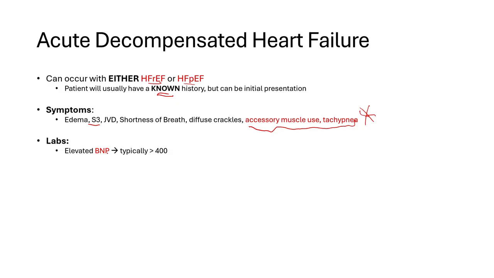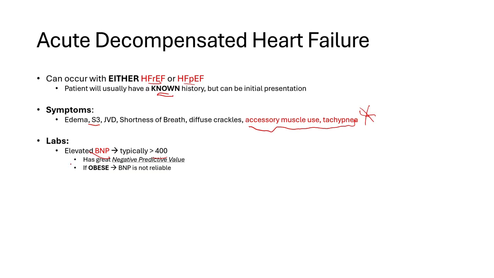You're going to see an elevated BNP. Typically, we see something greater than 400. The higher, the more likely it is acute decompensated heart failure. This has a great NPV, or negative predictive value. This means that this is actually more helpful when it's negative or low.